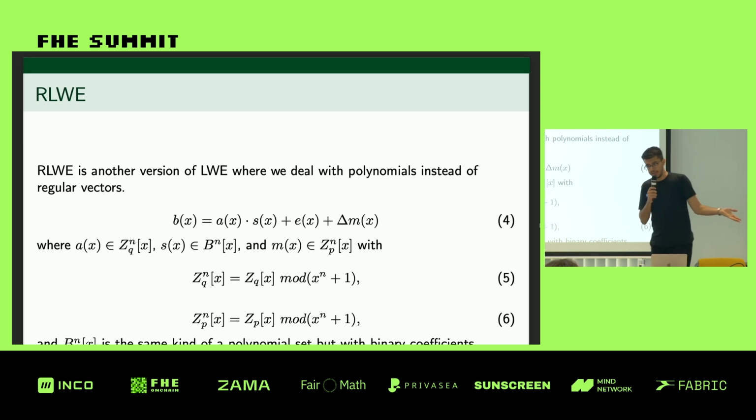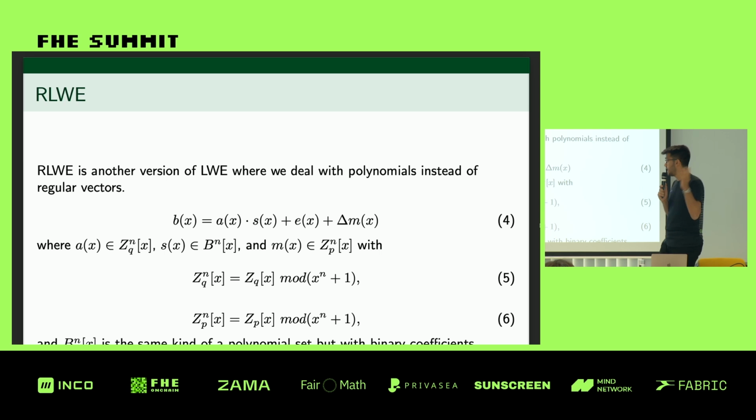In normal LWE, we have vectors, but a normal FHE scheme has to allow multiplication, right? But when you multiply two ciphertexts, you multiply two vectors, but multiplication on vector spaces is not defined. So we need something else. And we have RLWE. And here B, A, S, E, and M, everything is polynomials from a polynomial ring. And these polynomial rings are modulo some ideal, like x to the n plus 1.